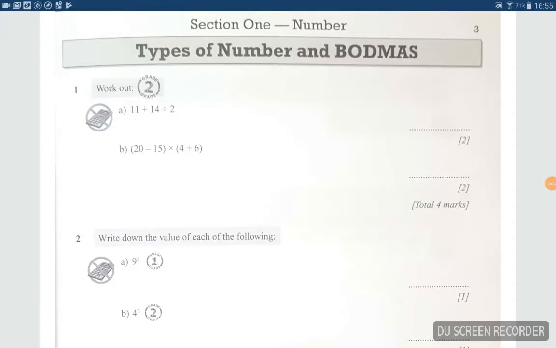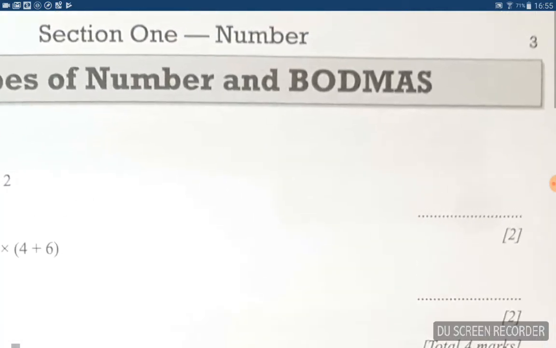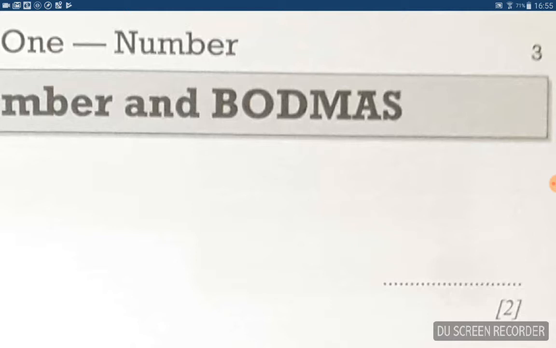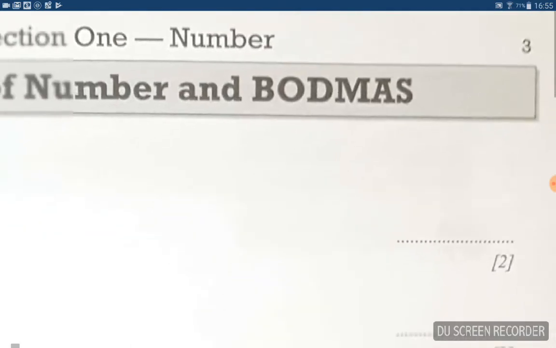Types of numbers and BODMAS. Okay, BODMAS is an acronym that stands for brackets, order, division, multiplication, addition, and subtraction. And this means you should have this priority in consideration before solving out an exercise.